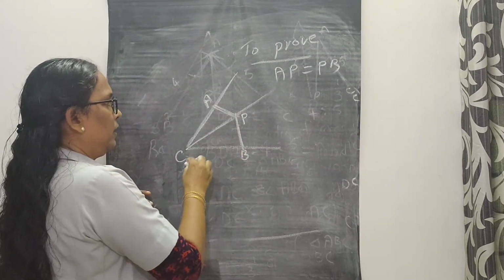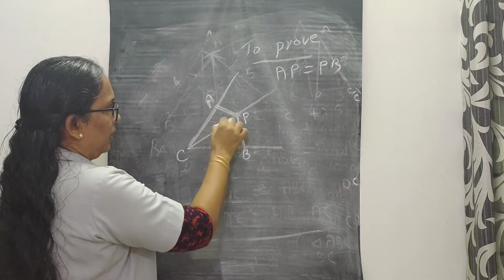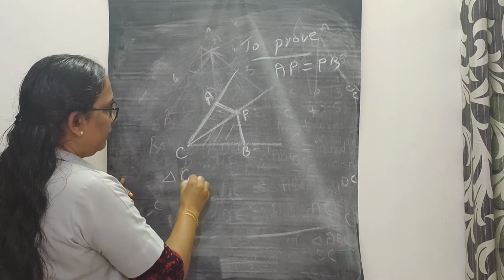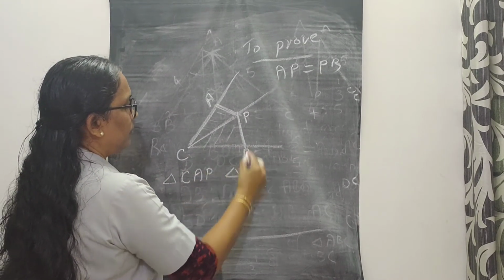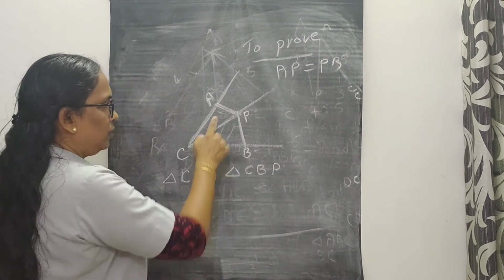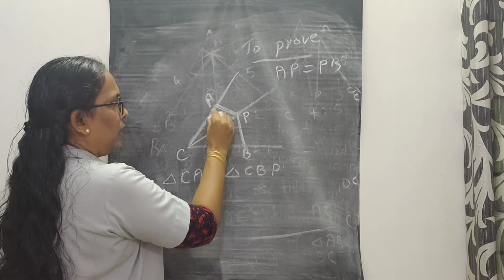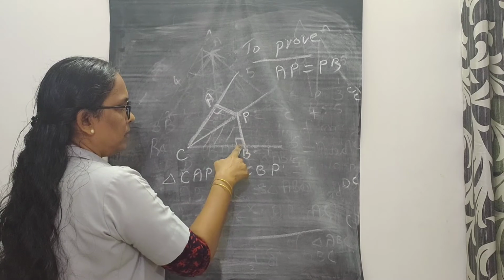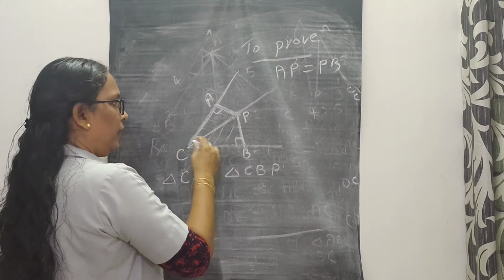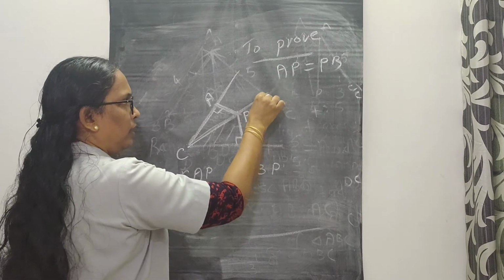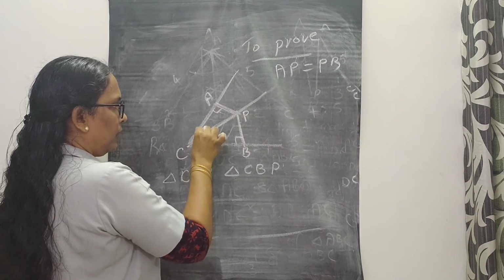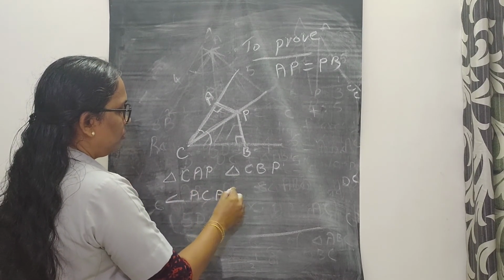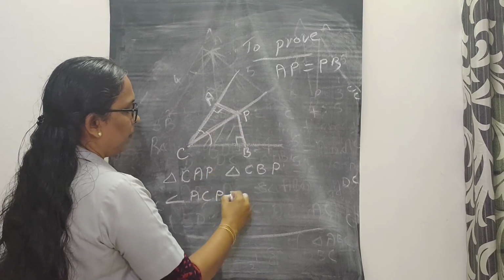For this, we consider two triangles. Which triangles? This triangle and this one. Consider these two triangles, triangle CAP and triangle CBP. Here it is given that these two angles are 90 degrees. Perpendicular means making angle 90 degrees. So this angle and this angle is 90 degrees, and it is given again that CP is the bisector of the angle. Bisector means it cuts in the middle. That means these two angles are equal, that is angle ACP equal to angle BCP.